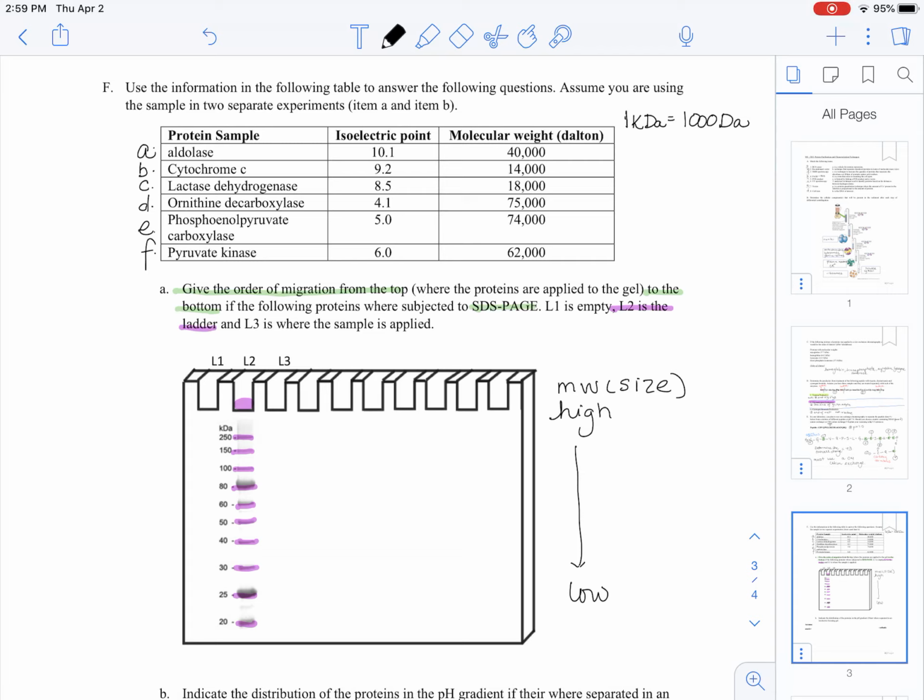Okay, so if we give the order of how they will look, I will draw them in the gel, but again, you just need to be able to write them down. If I illustrate it on the gel, we're going to have around 80, letter D, followed by letter E, followed by F. As we move right along, around 40 kilodaltons, we will have letter A. Then in the bottom of the gel, we'll have C, followed by B. And that is the order in which they will run in SDS-PAGE.